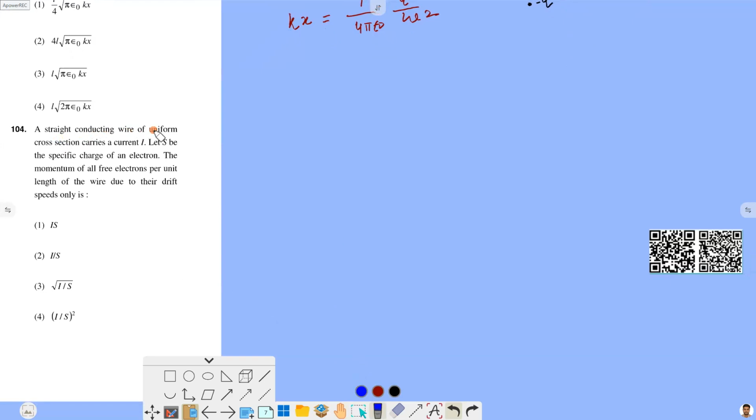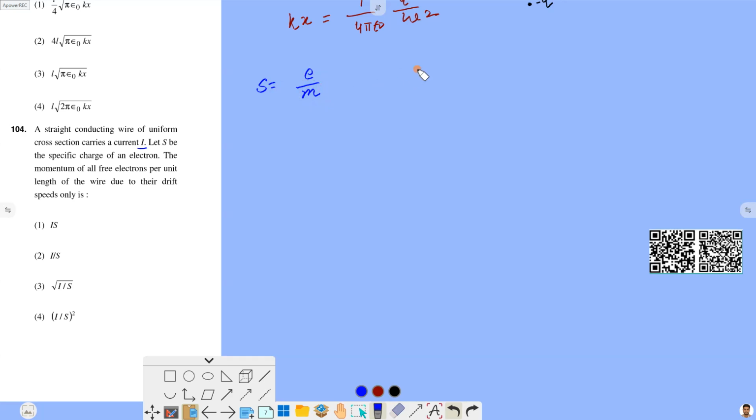A straight conducting wire of uniform cross section carries a current I. Let S be the specific charge on an electron. The momentum of all free electrons per unit length of the wire due to drift speed only is. So we have to find out the momentum per unit length of all the free electrons. Here it is mentioned that S is equal to e by m, that is charge to mass ratio.